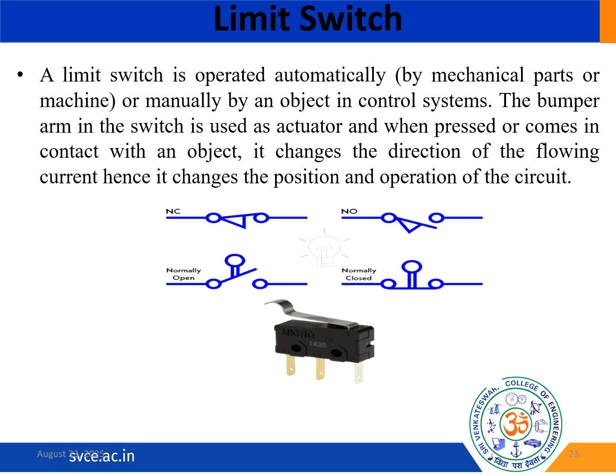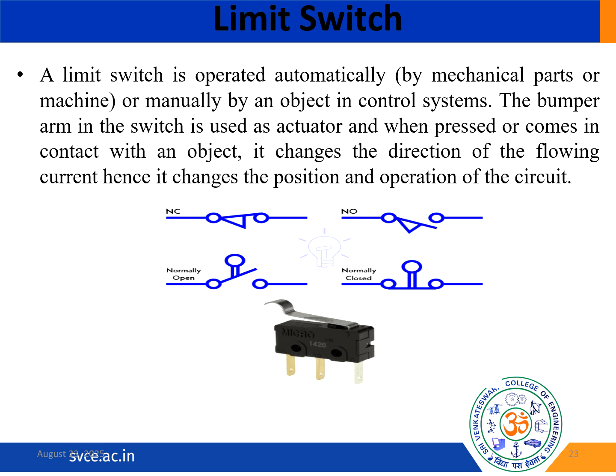Okay, so next we'll move on to a limit switch. In general, we'll see what a limit switch is. A limit switch is automatically or manually operated by an object in a control system. It is a mechanical machine. This is the representation of a limit switch. We have two control systems, where it is normally open or normally closed. The bumper arm in the switch is used as an actuator, and when the actuator comes into contact with an object, it changes the direction of the flow of current.